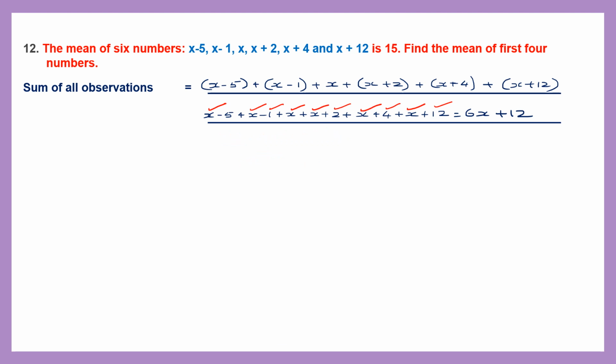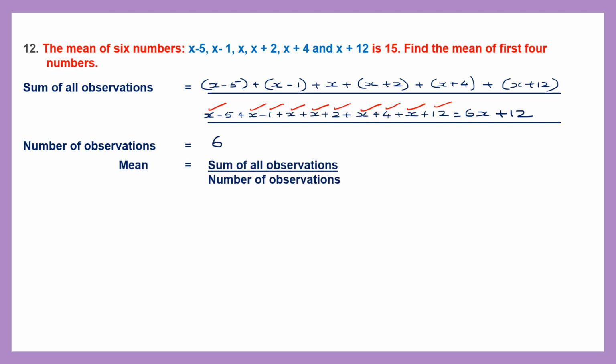So now that we've got the sum of all the observations, the next thing is to write the number of observations. The question itself says there are 6 observations. So let's write 6. Now let's use the formula to find mean: sum of all observations divided by the number of observations. So mean is already given to us. What is the mean? It's there in the question. Mean is 15. Sum of all the observations is 6x plus 12 and the number of observations is 6.